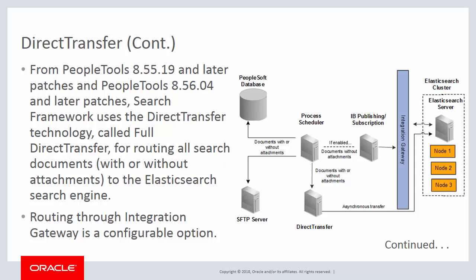As shown on the diagram, by default, documents with or without attachments are routed to the Elasticsearch search engine using full Direct Transfer technology. If you want to transfer search documents without attachments through the integration gateway, you can do so by specifying the full Direct Transfer setting on the Search Options page. We'll discuss the setting later in this presentation.